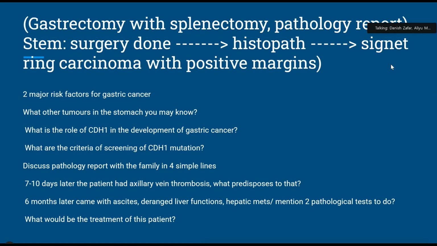So next up, we have this scenario. Kindly read it and then we will continue. Okay.